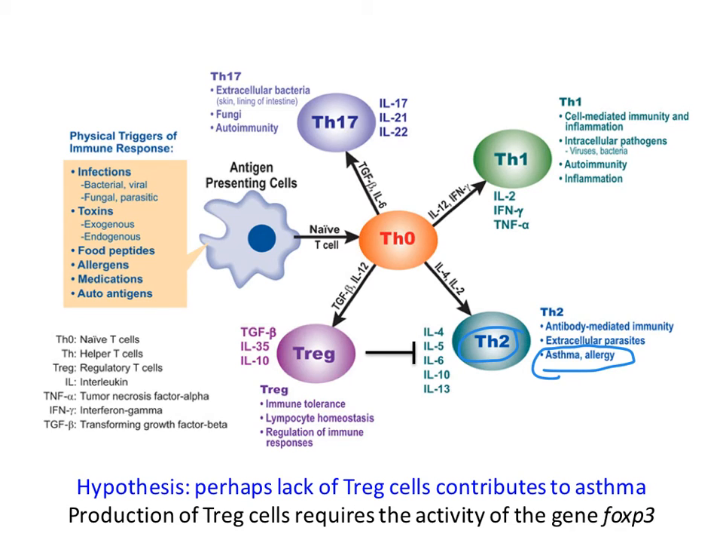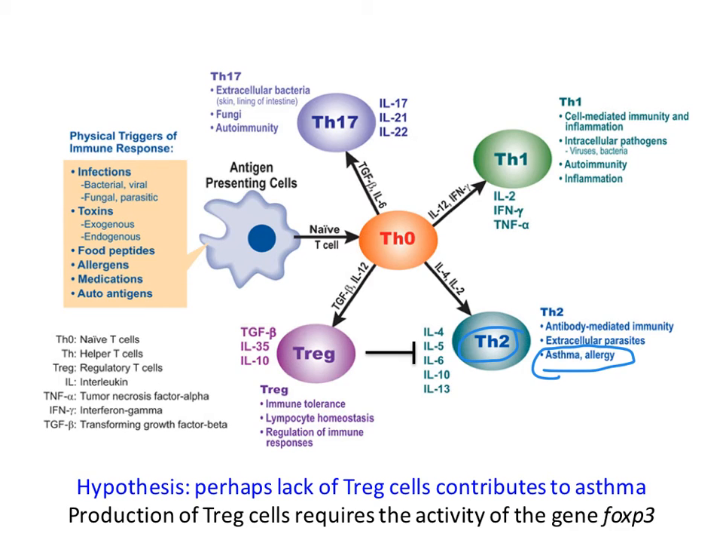But we have to keep those systems in check too. Our bodies have to be able to regulate not overproducing Th2 cells. Too many Th2 cells, bad, in other words. So there has to be some regulation of those cells.